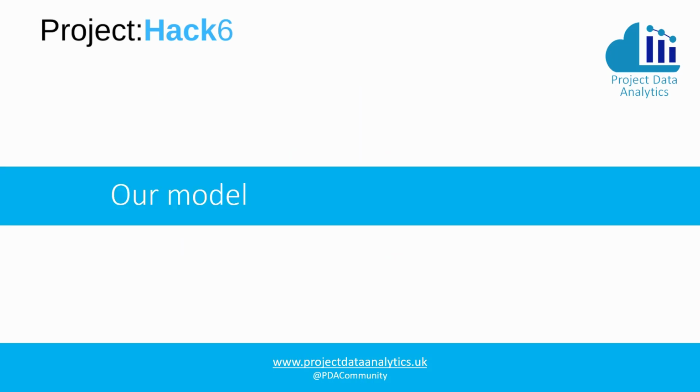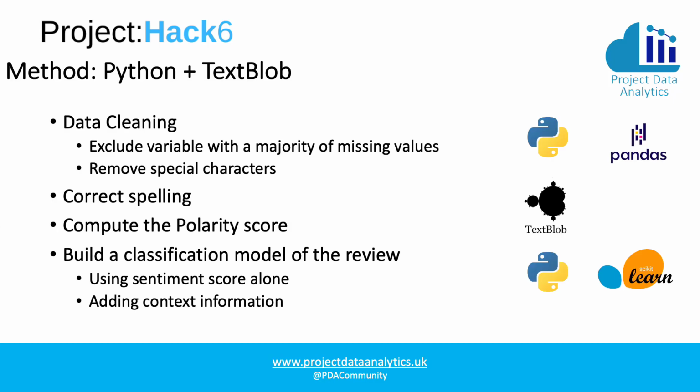And now for some information around our model. We tried to build a model using Python and TextBlob. The first step was for us to perform data cleaning, removing the variable with a majority of missing values or the special characters that could throw off the model. Then using the machine learning library TextBlob, we performed spelling correction and computed a score from the text entry called the polarity score, ranging from -1 to 1, and the higher the score is, the more positive is the sentiment in the user comment.